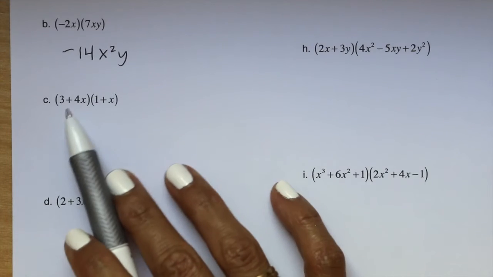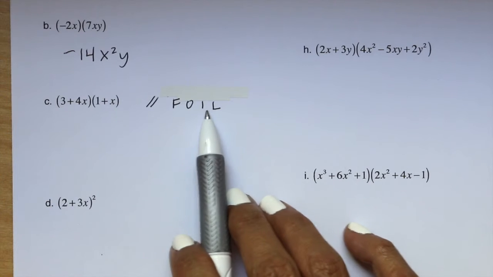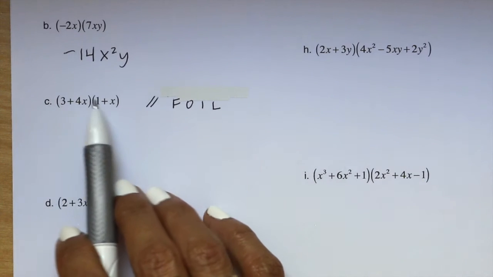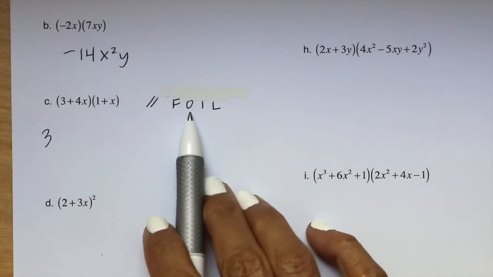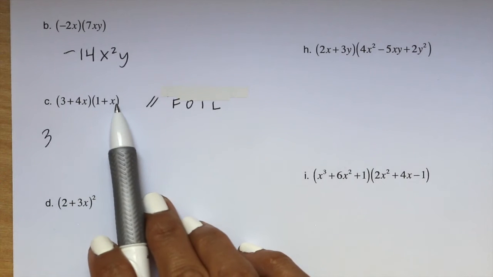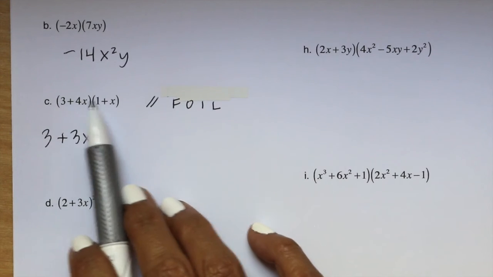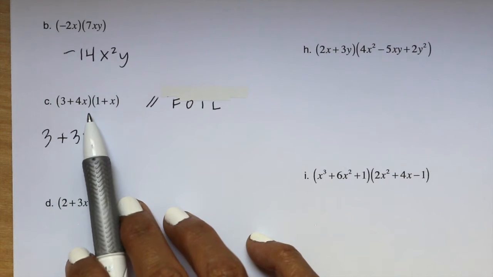For part C, we have a binomial times a binomial. So when you have that, you're going to FOIL. FOIL stands for first, outer, inner, last. So we're going to take the first term of each parentheses and we're going to multiply. 3 times 1 makes 3. Outer, we take the outer term from each parentheses, so we're going to go 3 times x. Then inner is the inner number on each parentheses, so positive 4x times positive 1 makes positive 4x.